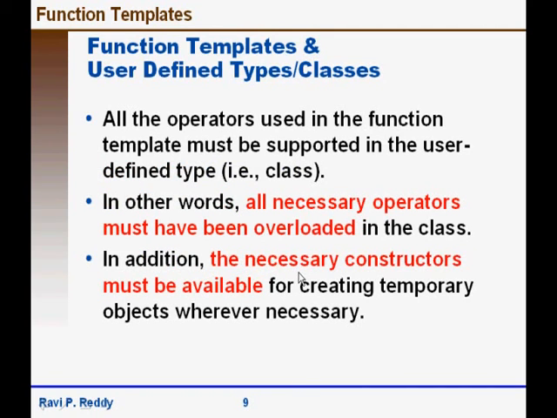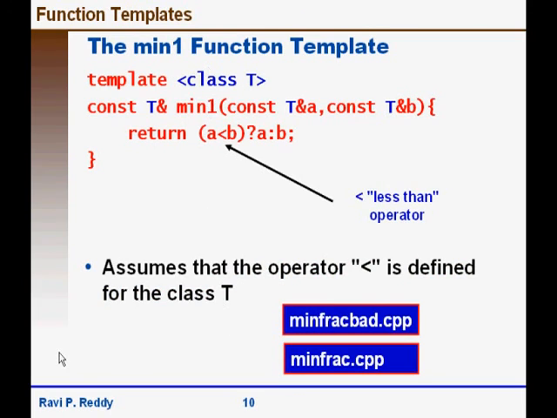Function templates and user-defined types and classes. All the operators used in the function template must be supported in the user-defined type or the class. In other words, all the necessary operators must have been overloaded in the class. In addition, the necessary constructors must be available for creating temporary objects wherever necessary. What does this mean in practical terms?